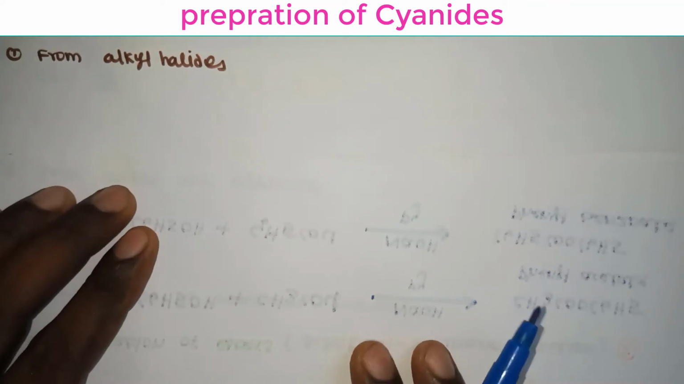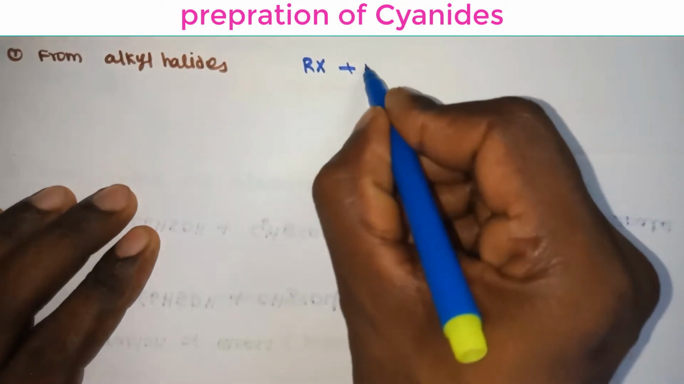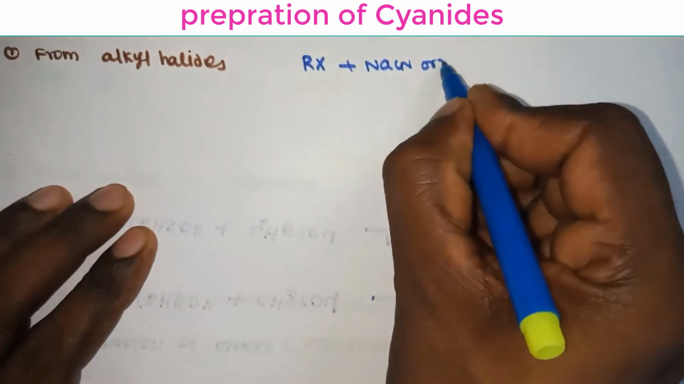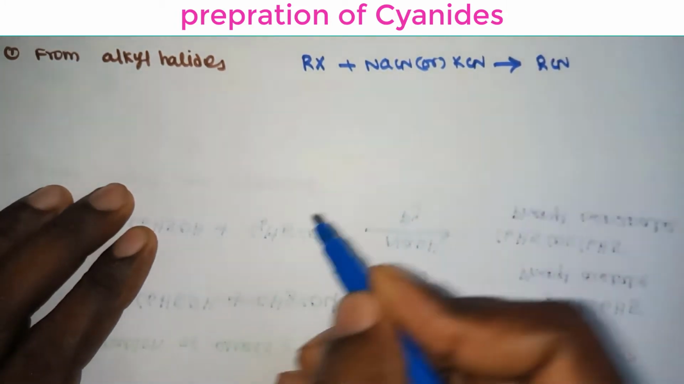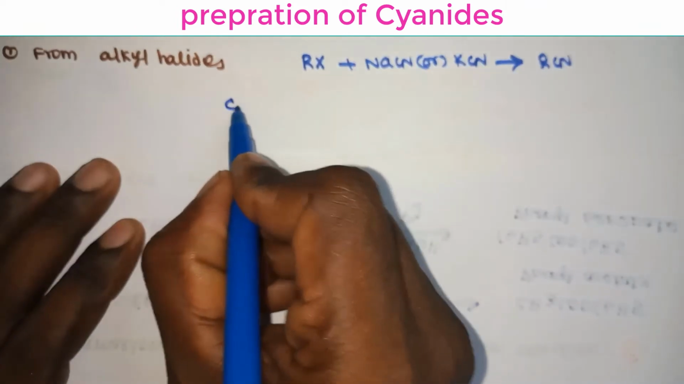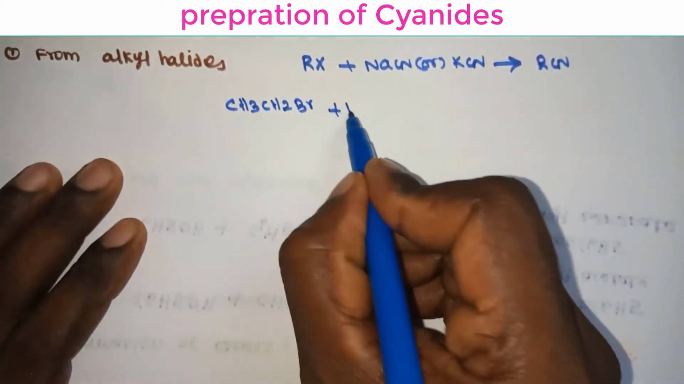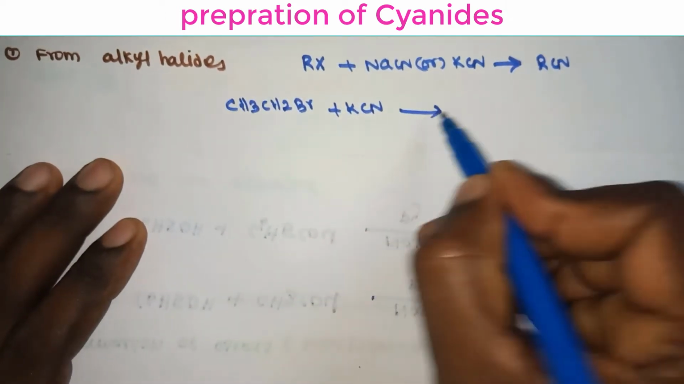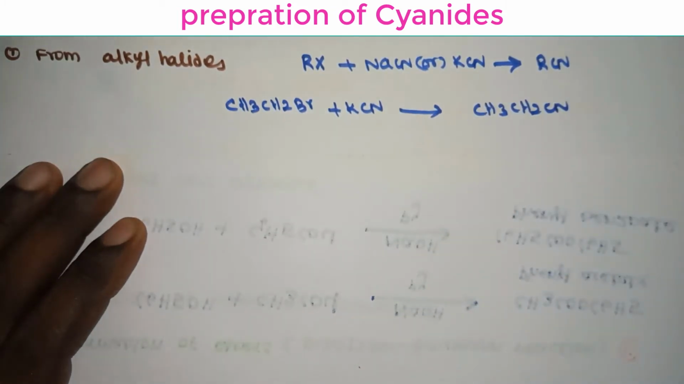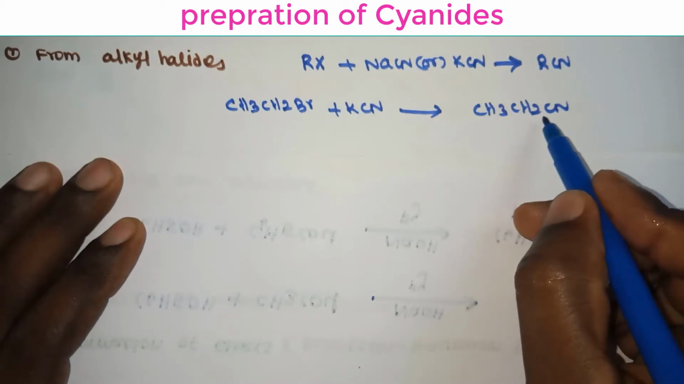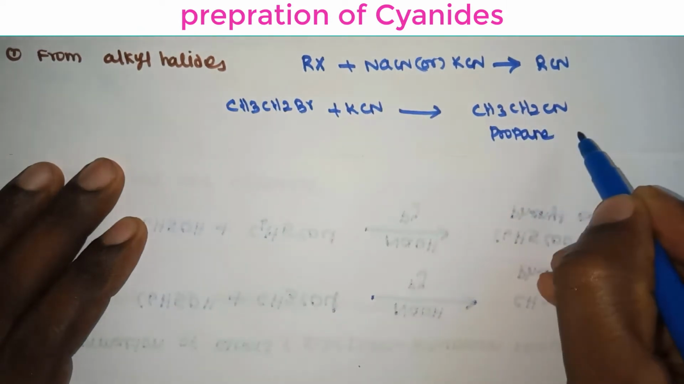First method, from alkyl halide. RX is the general formula for alkyl halide. It reacts with sodium cyanide or potassium cyanide, KCN, to form an alkyl cyanide. RCN is the general formula for alkyl cyanide. Example, CH3CH2Br, ethyl bromide, reacts with potassium cyanide to form CH3CH2CN. The name of this compound is propane nitrile.